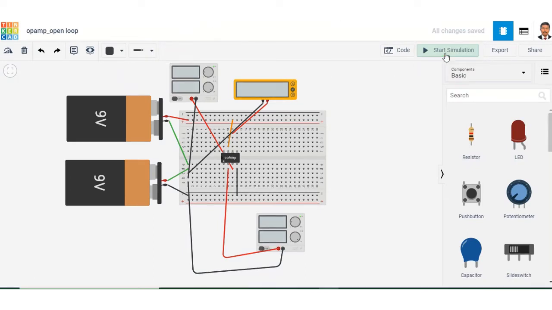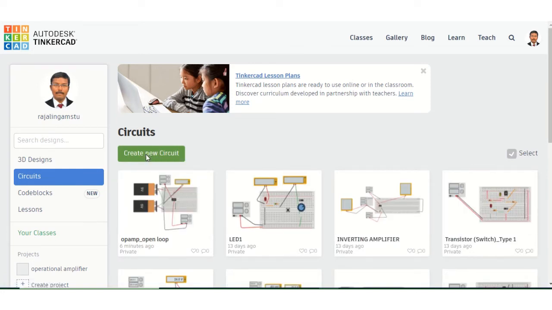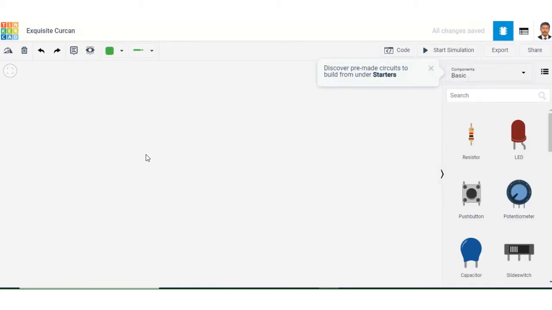So I'm here. Let's open a new page. I'm going to create a new circuit for demonstrating the open loop configuration. Here is the new page. Let me change the name. Demonstration for open loop operational amplifier. All right, so I have changed the name.